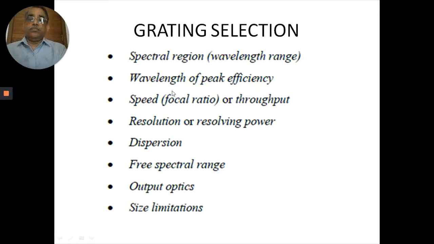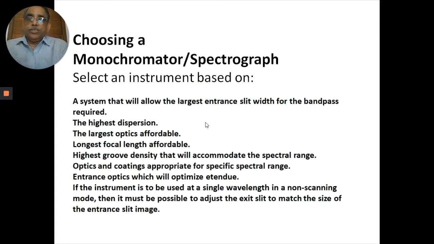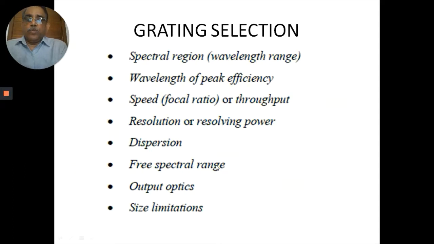Or when you buy a monochromator, spectrometer, or spectrophotometer, you have to give a specification for the grating also. You should also look at the peak efficiency of the wavelength, and then the focal ratio or throughput. What is the light output that you get out of it? Resolution, as we already said: resolving power, and dispersion, how much light it disperses. And then the free spectral range also, what is the range that you use it, what kind of output optics you can have, and the size of the grating. This is how you can decide your monochromator.